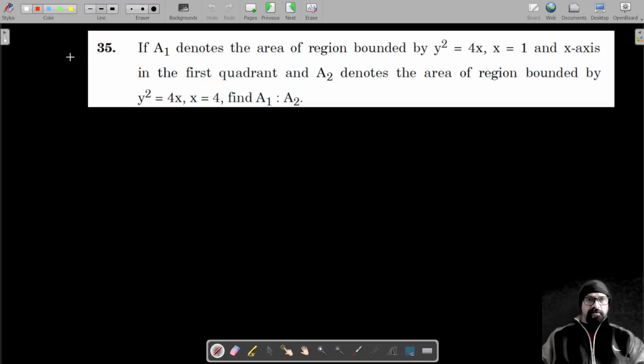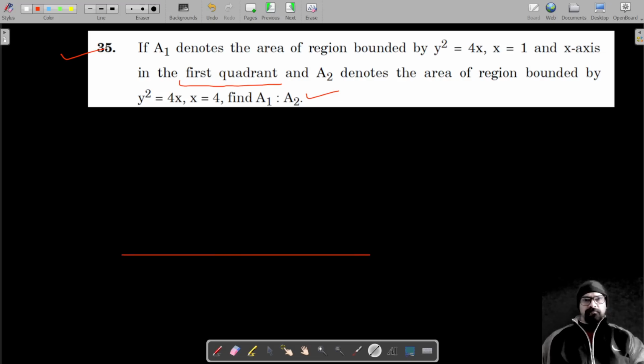Okay, for question number 35, it's given that A1 denotes the area of region bounded by y square is equal to 4x, x is equal to 1, and x-axis in the first quadrant. And A2 is the region bounded by y square is equal to 4x, x is equal to 4. We have to find the ratio of these two regions. So let's find out the area of these regions A1 and A2.